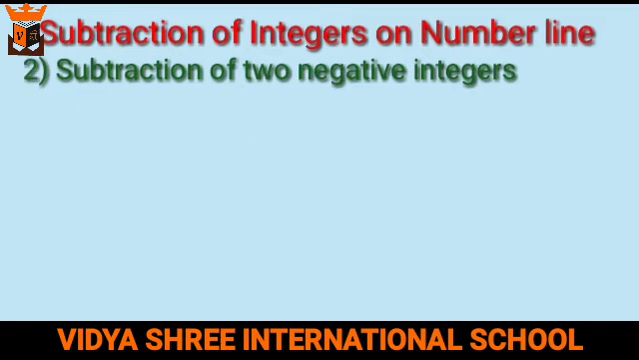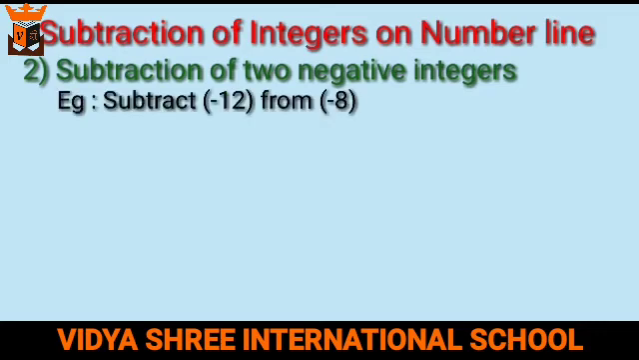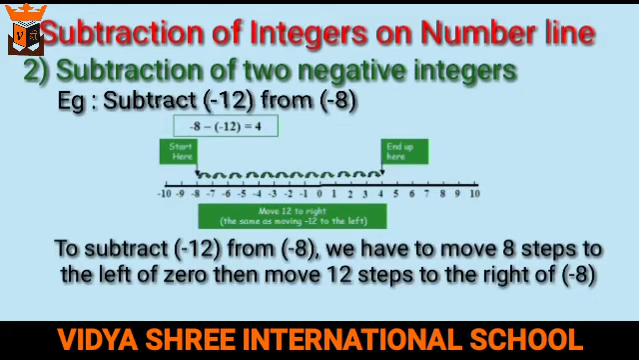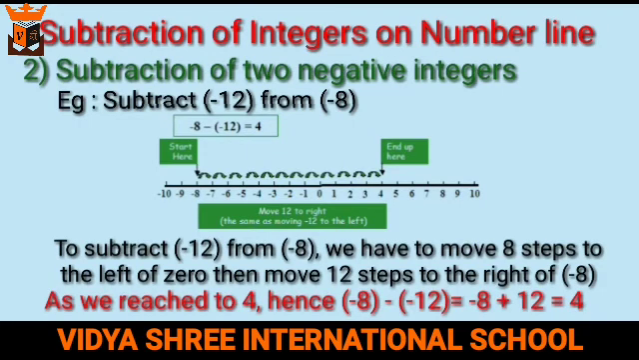In the next case, let us do the subtraction of two negative integers. For example, subtract minus 12 from minus 8. To subtract minus 12 from minus 8, we have to move 8 steps to the left of 0. Then move 12 steps to the right of minus 8. As we reach 4, minus 8 minus minus 12 equals minus 8 plus 12. Here minus minus becomes plus. So minus 8 plus 12 equals 4.